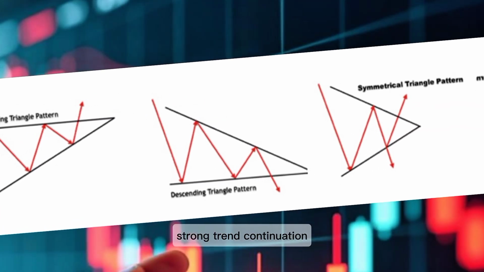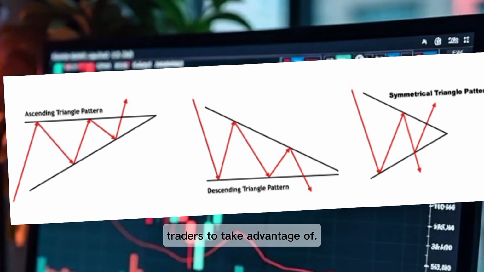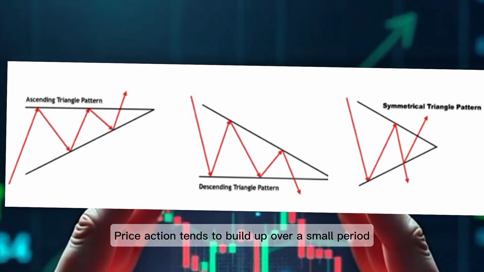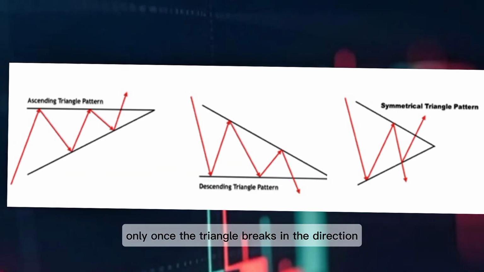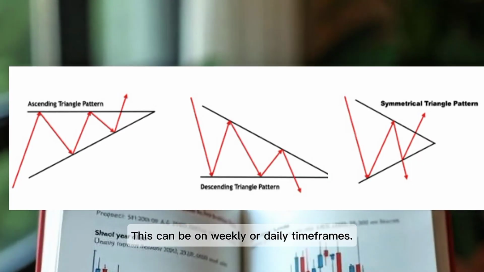Triangle formations form when a particular currency pair is anticipating a sudden, strong trend continuation. Triangles can be a great chart formation for breakout traders to take advantage of. Price action tends to build up over a small period of time, and the trick is to trade only once the triangle breaks in the direction of the overall trend. This can be on weekly or daily time frames.